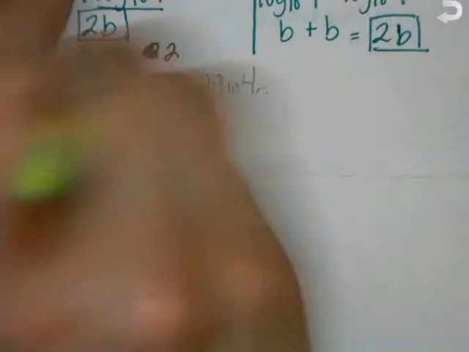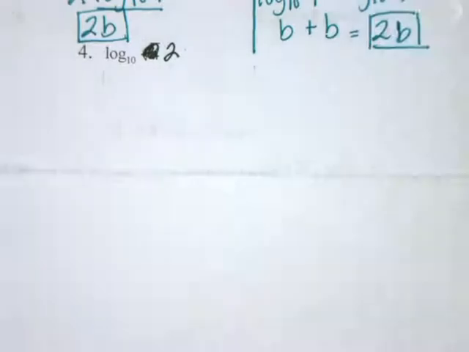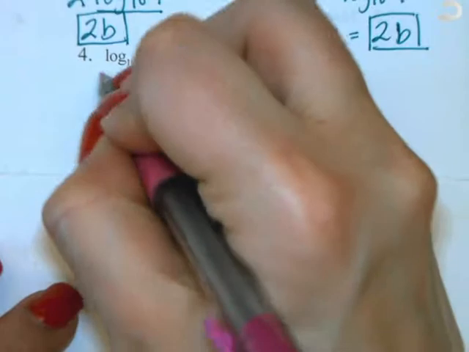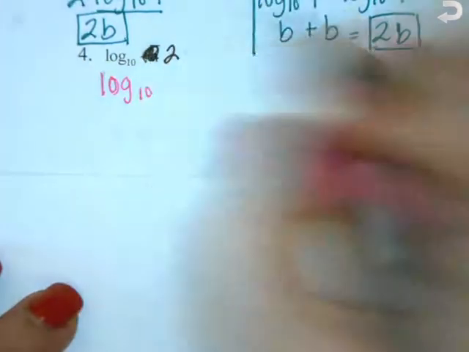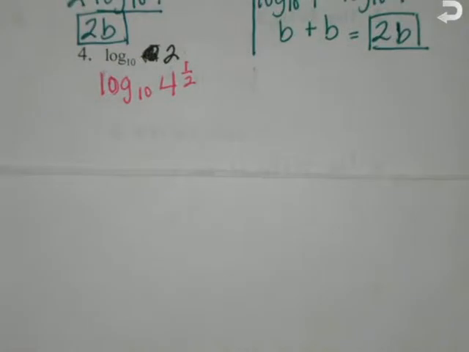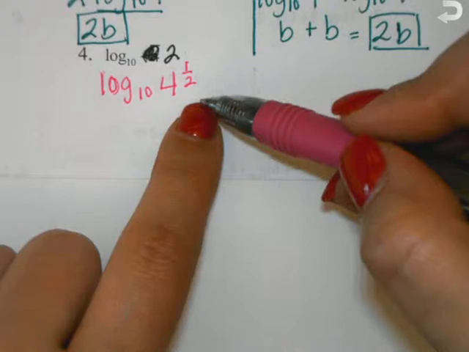So what we want is to use a 4 to rewrite 2, and I heard you guys say it already. Log base 10 of 2 is the same as log base 10 of 4 to the 1/2. Now did I change the value of 2? Because what's 4 to the 1/2? 2. So these two things are actually exactly the same. Do you see what I'm saying?